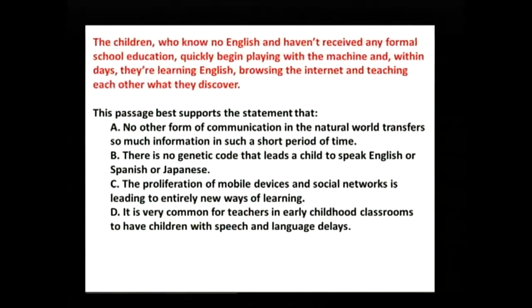The passage best supports the statement that no other form of communication in the natural world transfers so much information in such a short period of time. There is no genetic code that leads a child to speak English or Spanish or Japanese. It has got nothing to do with the genes. The proliferation of mobile devices and social network is leading to entirely new ways of learning.